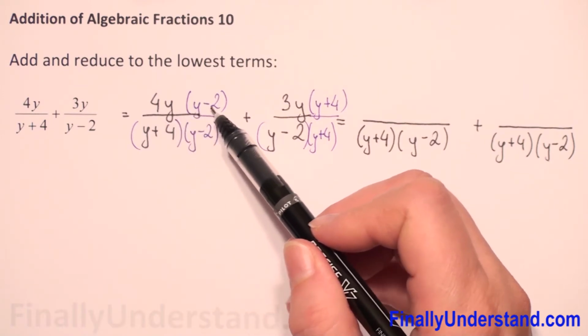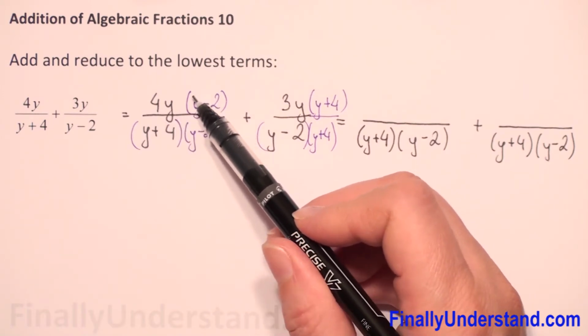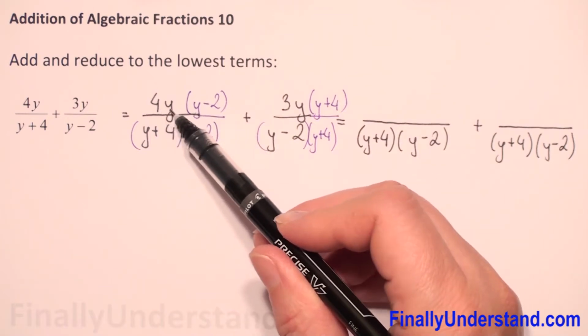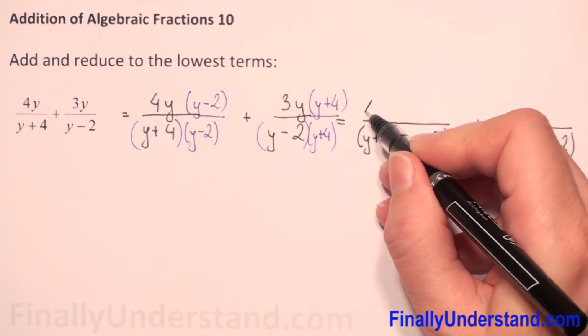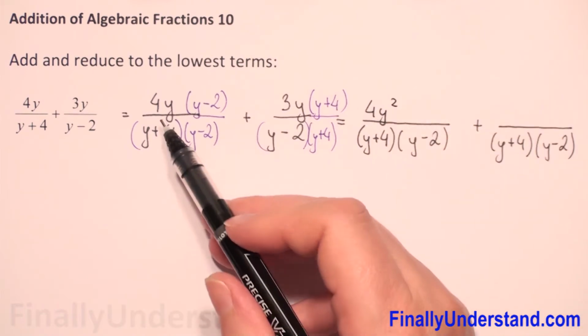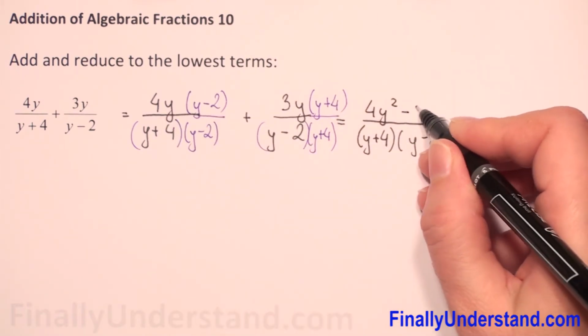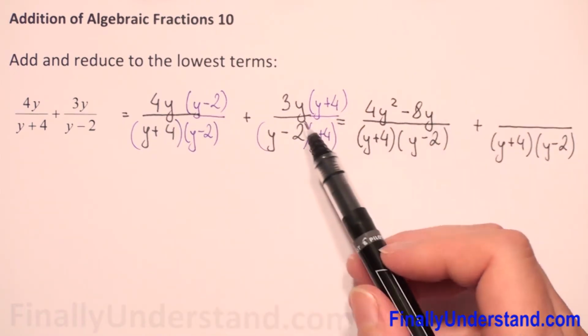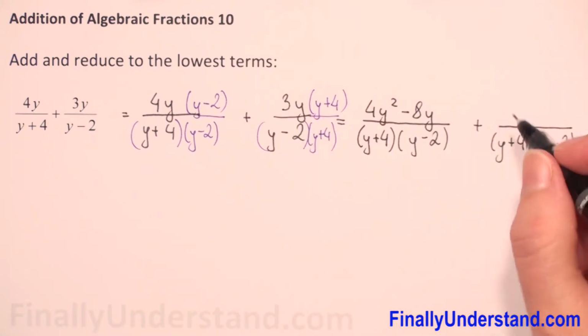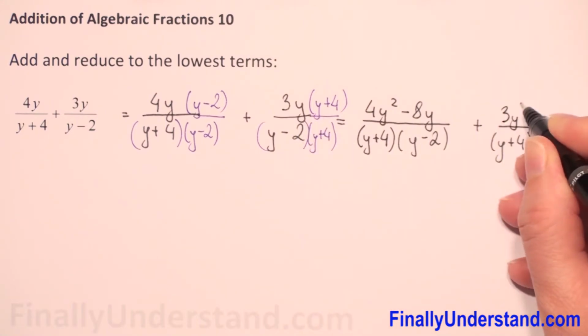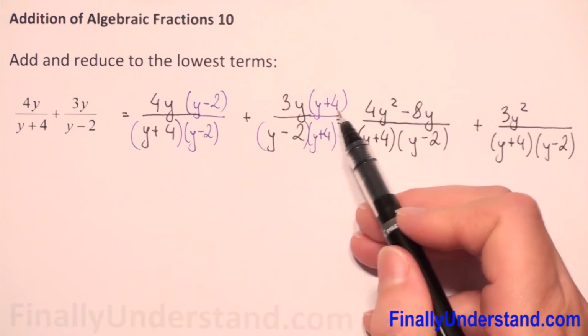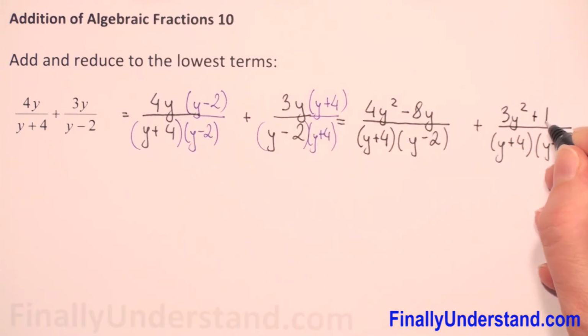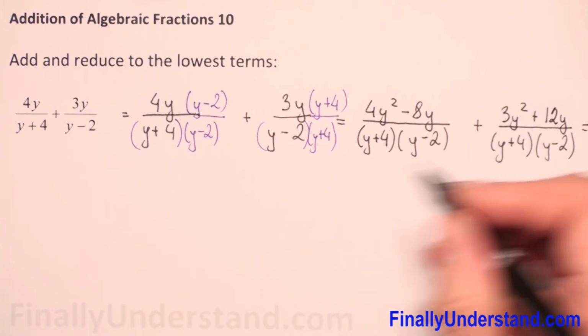4y times y minus 2. It means we have to multiply every expression in parentheses by 4y. 4y times y is 4y squared. 4y times negative 2 is negative 8y. Next we have 3y times y is 3y squared, and 3y times 4 is 12y.